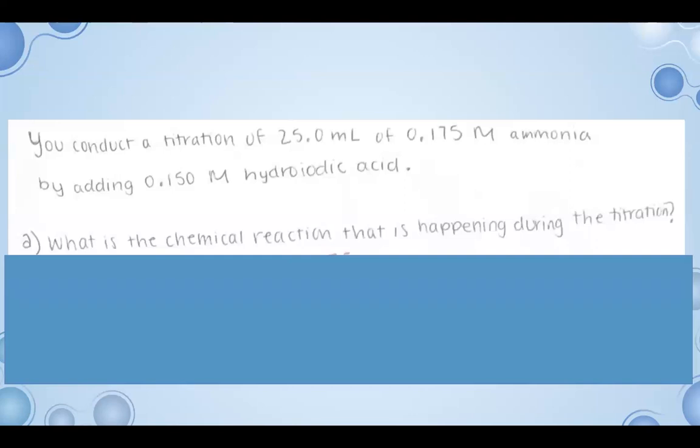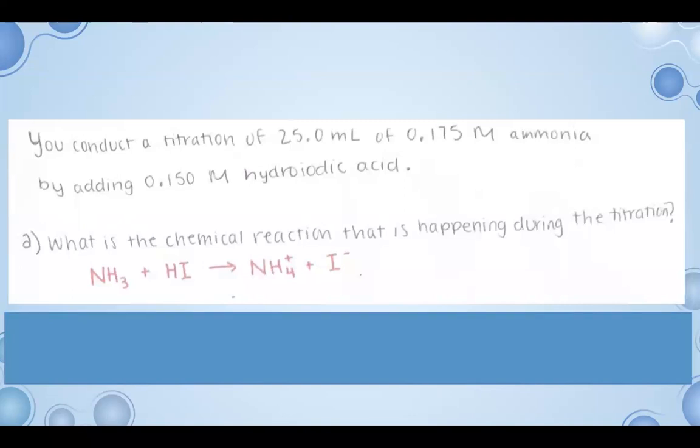So part A asks, what is the chemical reaction that's happening during the titration? And so we just have to write out the chemical reaction that represents the titration itself. And so we have NH3 plus HI, which are the reactants, yields NH4+ and I-. And so the approach that we took is just adding together our two reactants, and the products we get are ammonium and the iodide ion.